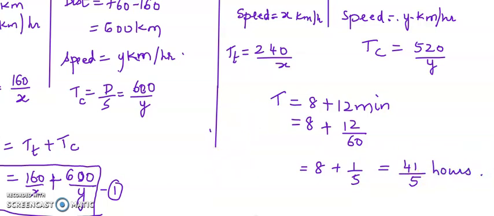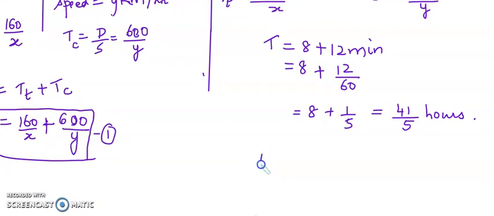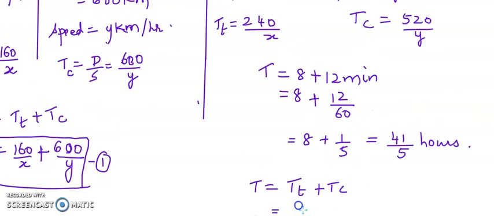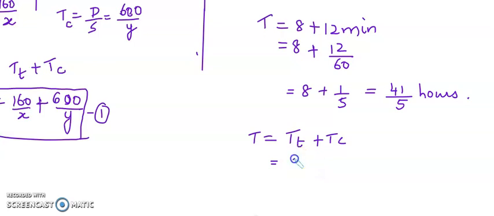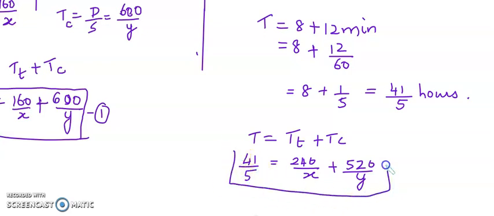Right? So now the total time taken will be the time taken to travel by train plus the time taken to travel by car. So this is how much? 240 by x and 520 by y. So you get 240 by x plus 520 by y, and the total time is 41 by 5. Am I clear? Okay, so this is the second equation.